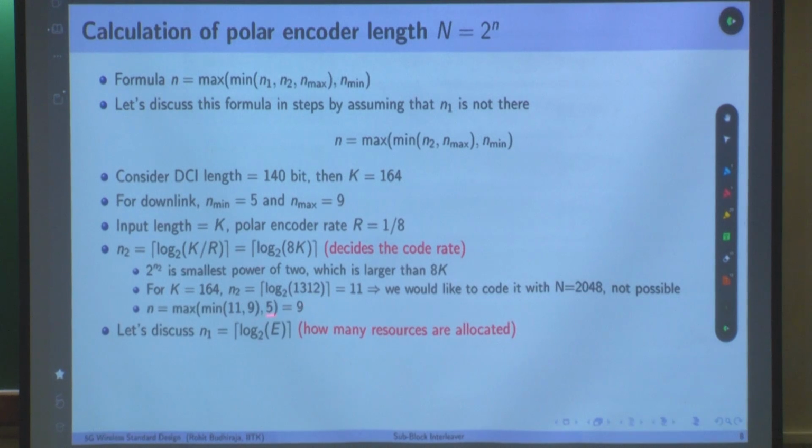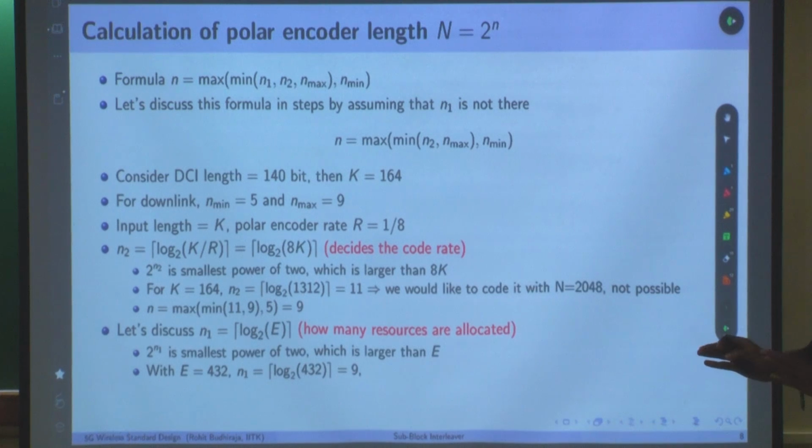Now what is N1? N1 is basically this: ceil of log to the base 2 of E. And what is it telling you? N1 is basically a function of how many resources are allocated, and we'll see that. 2 power N1 is the smallest power of 2 which is larger than E, as we just discussed over here. Same operation is happening here, log E to the base 2, correct?